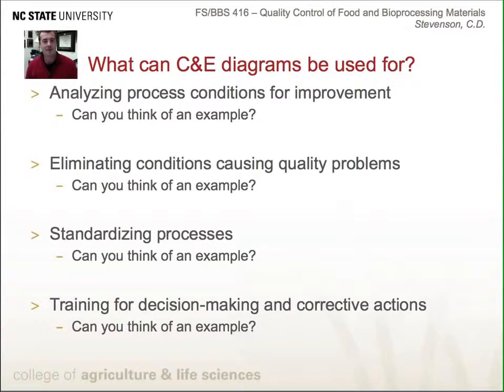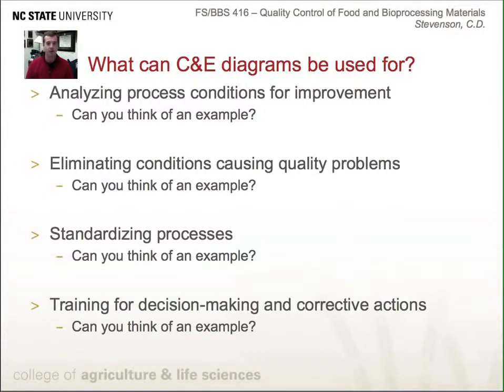So what can we use these cause and effect diagrams for? I can think of about 4 things that would be very useful. The first one would just be analyzing process conditions for improvement. We would analyze them to distinguish what are the bad causes and what are the good causes. Then take this a step further and eliminate the conditions causing the quality problems. So we would just take all of those bad causes that are leading to bad effects and we would just get rid of them. Then we could take this a step further and use it to standardize processes.